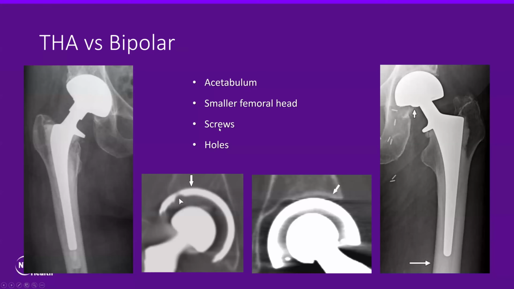The other feature is that if you see screws or holes associated with the cup, then you know that this is a total hip arthroplasty. In this case, you have a hole here. So the cup of hemiarthroplasties, they never have any hole in them. So if you see a hole, then you know that this is a total hip arthroplasty.